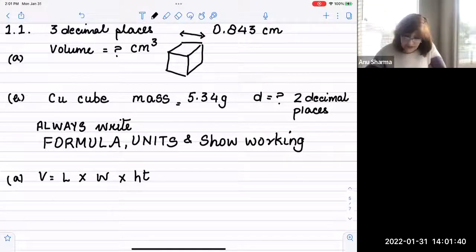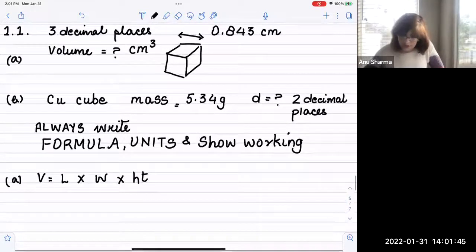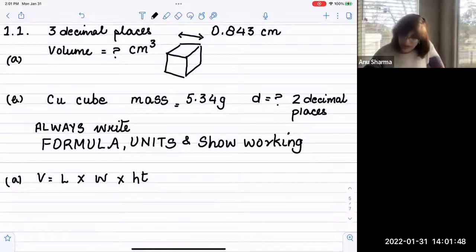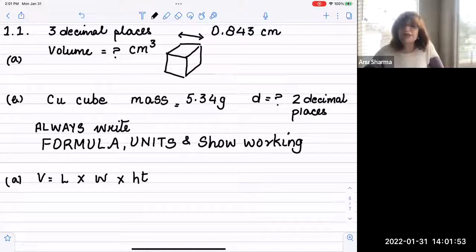So starting with example 1.1, the first problem is to find the volume. A cube is given, one side of the cube is 0.843 centimeter, and you need to find the volume in centimeter cube. That's part A. Part B is, suppose this cube is made up of copper. You are given the mass, which is 5.34 grams, and you need to find the density up to 2 decimal places. The first answer A needs to be in 3 decimal places, and the second one B is 2 decimal places.